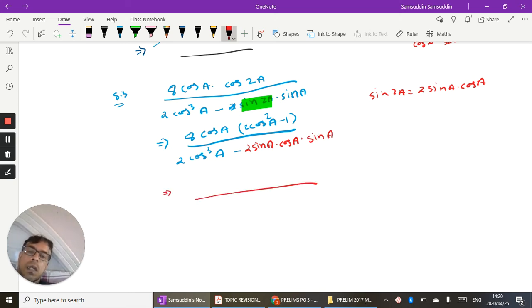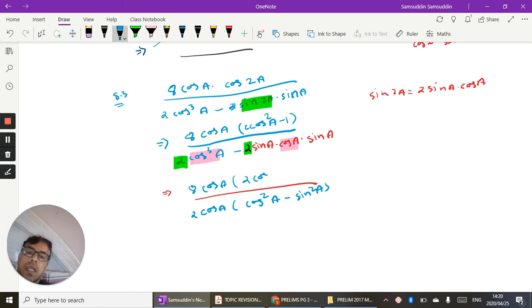So in the denominator, I can take it out common. That's 2 is there in both. Cosine A is there in both. So 2 cosine A will be common in the denominator. So I'll be left with cos squared A minus sine squared A, and that is 8 cosine A. That's 2 cosine squared A minus 1. So 2 and 8 cancels by 4. Cosine A and cosine A get cancelled.